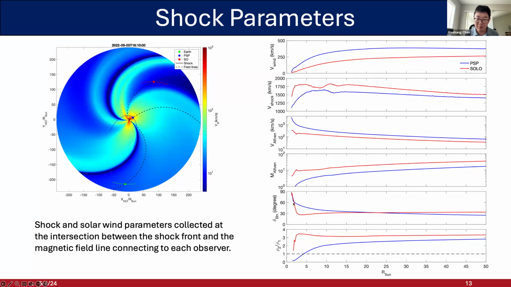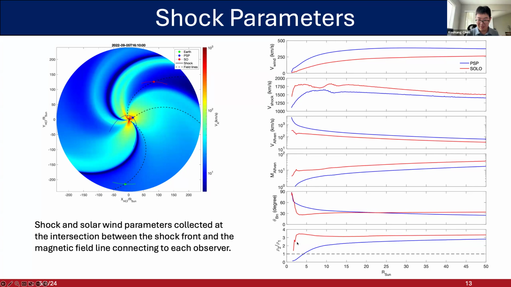And then we also characterize the shock geometry, theta BN. Theta BN is the angle between the upstream magnetic field and the shock normal. It generally characterizes the shock geometry as we just discussed, whether it is a parallel shock or a perpendicular shock. With these parameters, we can also use the MHD jump condition to calculate the density jump across the shock. The red line represents the density jump at Solar Orbiter, and the blue line is the density jump connecting to Parker Solar Probe. Below about 5 solar radii, the density jump is always below 1, which means that in this region the shock cannot accelerate particles.